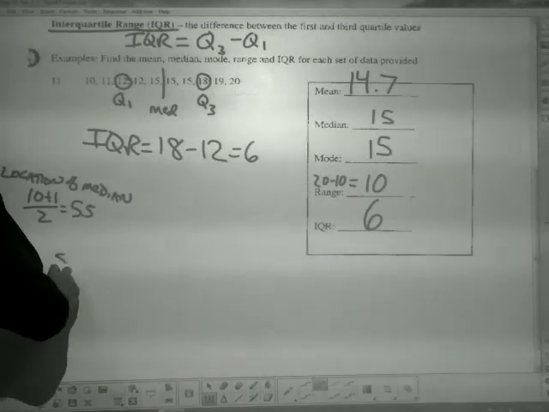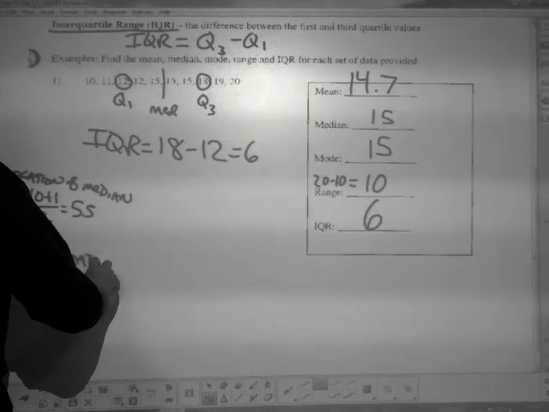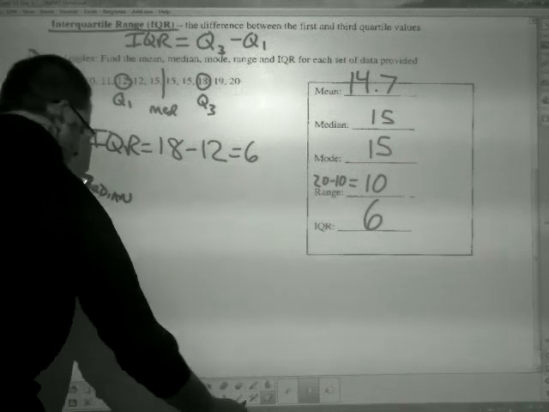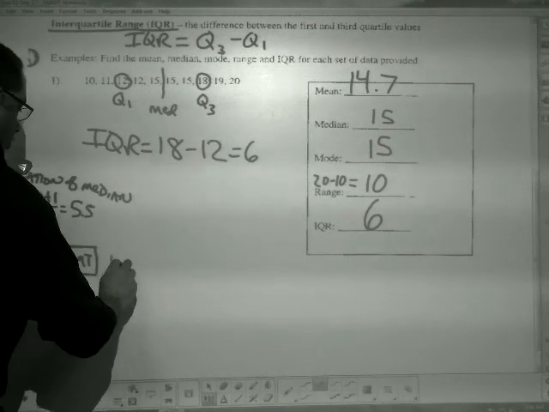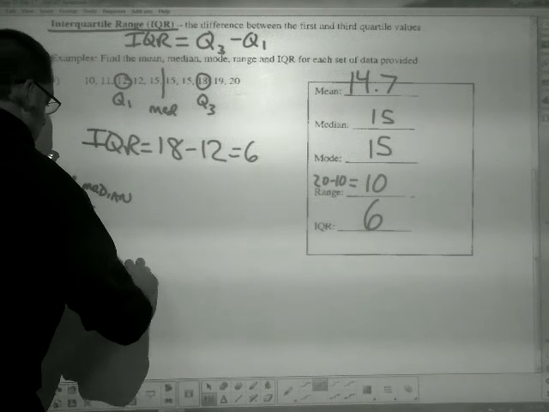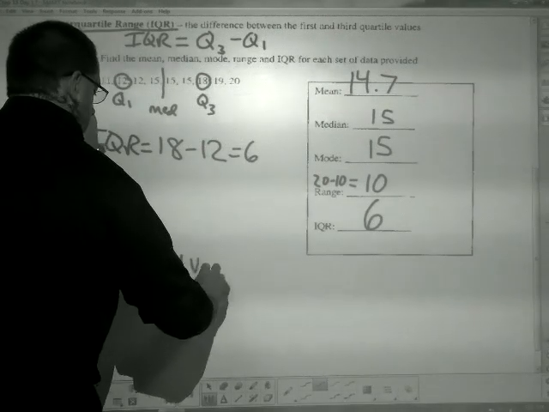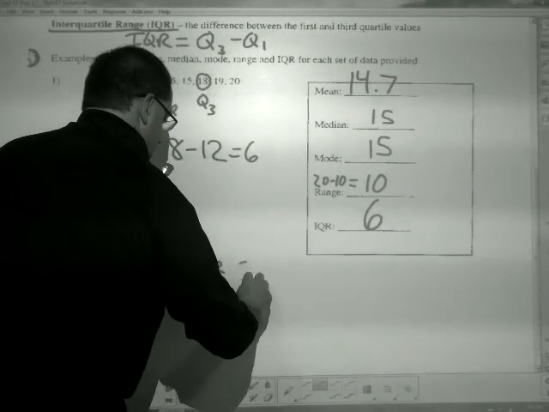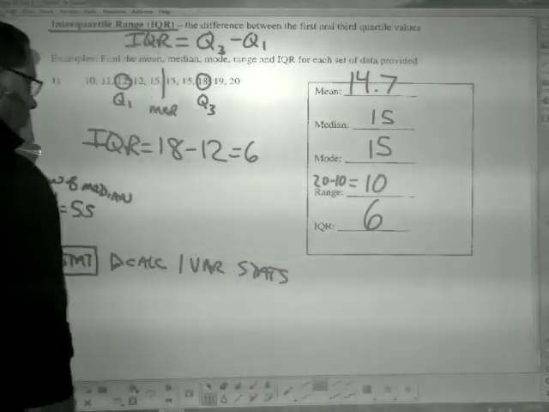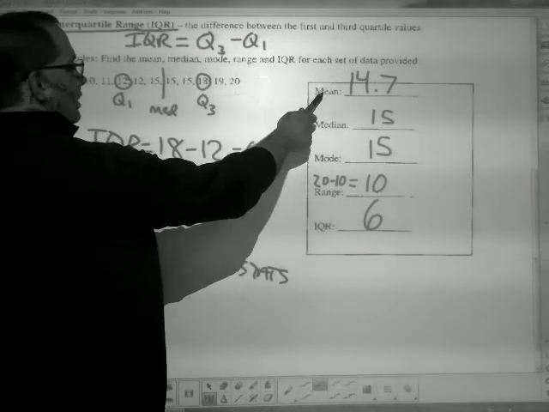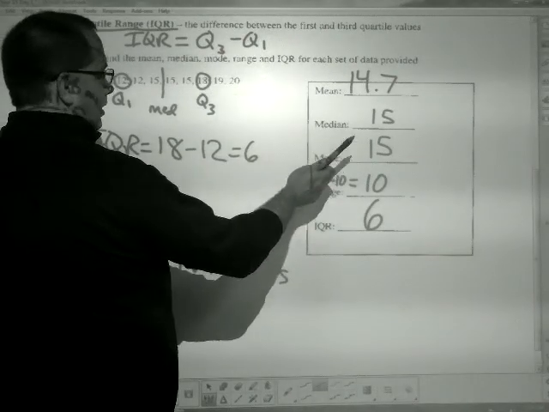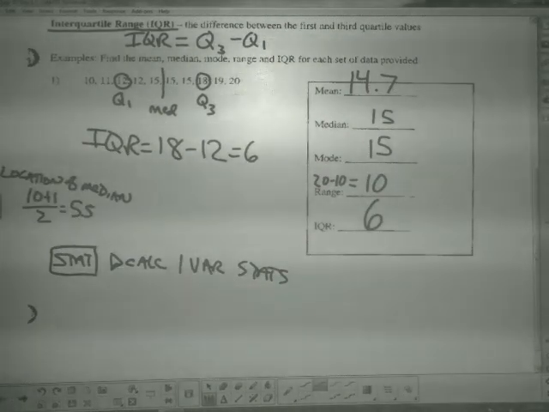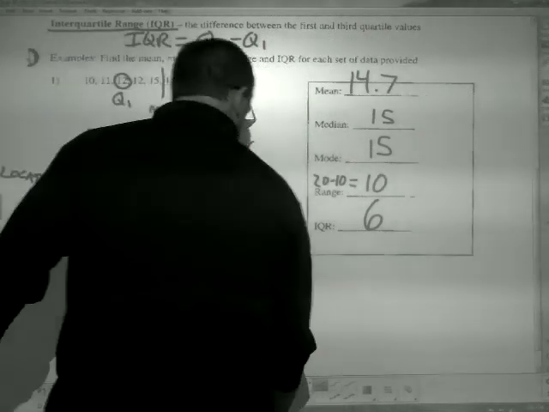On your calculator, if you hit stat, and you go over to calculate, one var stats, it'll give you the mean, it'll give you the median, it'll give you the range. Well, the range you've got to calculate, and it'll give you your quartiles. And we'll do that in class. I'll show you how that works.